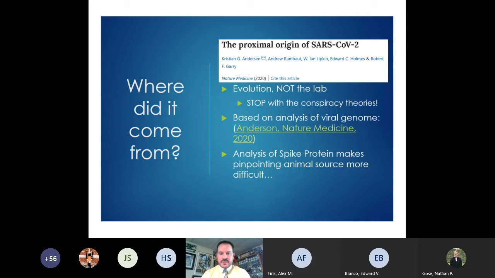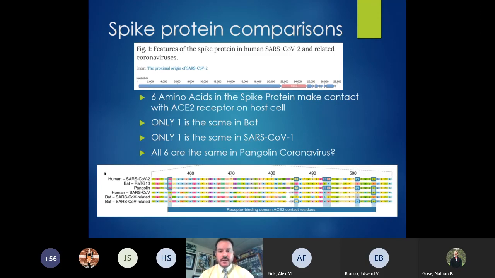Again, this paper was published very recently, but based on the analysis, there were some new things that came to light. So we had the data on the match with bats, but when you look at just the spike protein, just that particular protein that makes contact with the host cell, things are a little bit different and a little bit more interesting. So here's the data. Again, don't freak out. If you look at the top figure, all it's showing is a diagram of the genome of this particular virus, SARS-CoV-2. And you notice the spike protein there is highlighted in red.